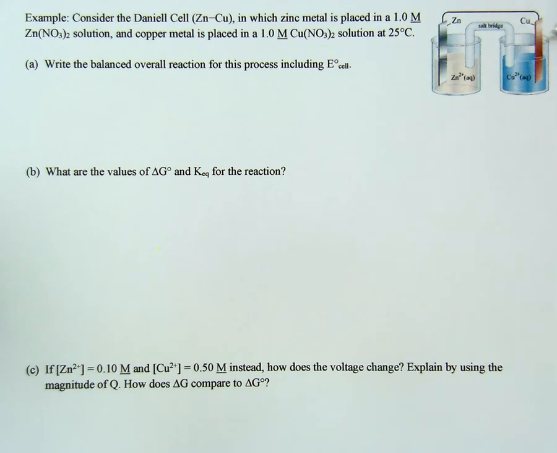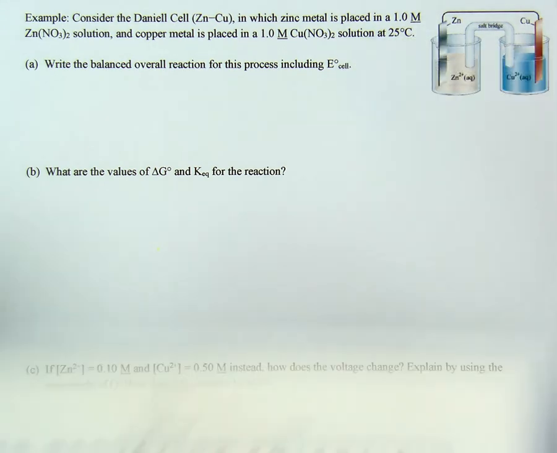That's when we have our zinc metal placed in 1 molar zinc nitrate solution, and then we have copper metal as our other electrode placed in a 1 molar copper nitrate solution. And this is at 25 degrees Celsius, so of course that's standard state. Write the balanced overall reaction for this process, including E cell. So I'm going to give you just a moment to pause the video and write that.